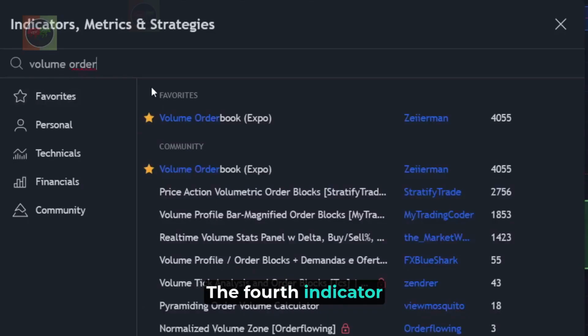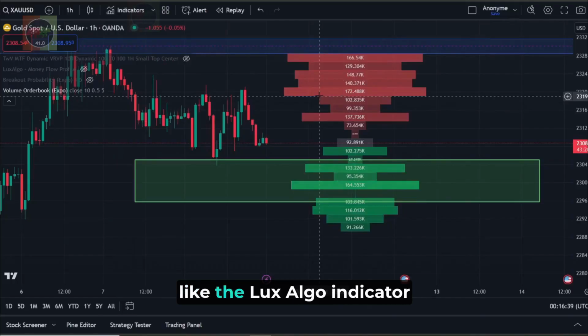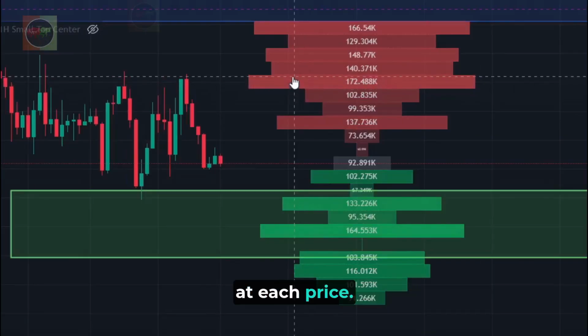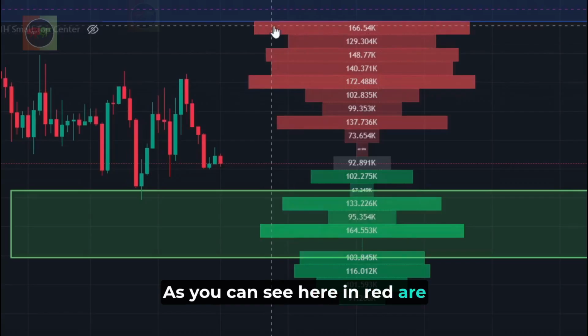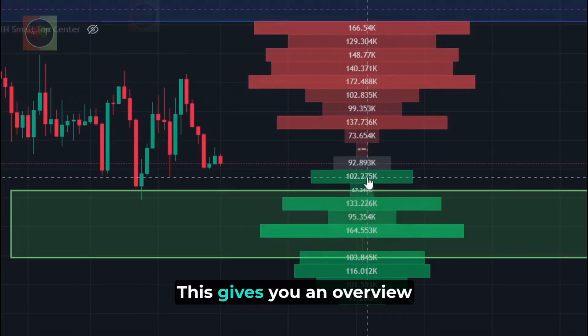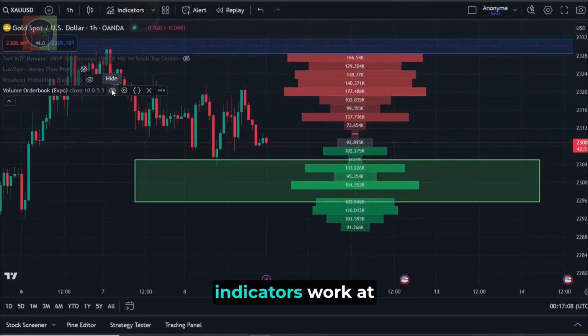The fourth indicator is this one. This indicator is very beautiful. This indicator also gives you, like the LuxAlgo indicator we saw earlier, the volume of trades at each price. As you can see, here in red are the selling trades and here in green are the buying trades. This gives you an overview of the market sentiment, and note that all of these indicators work at different times.